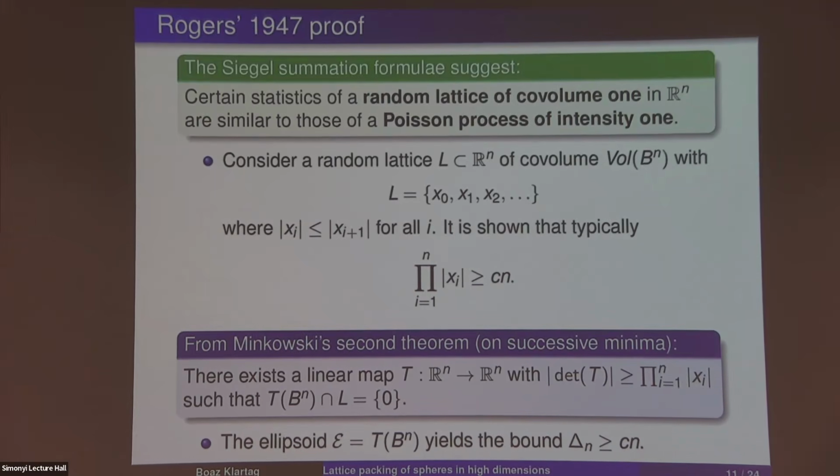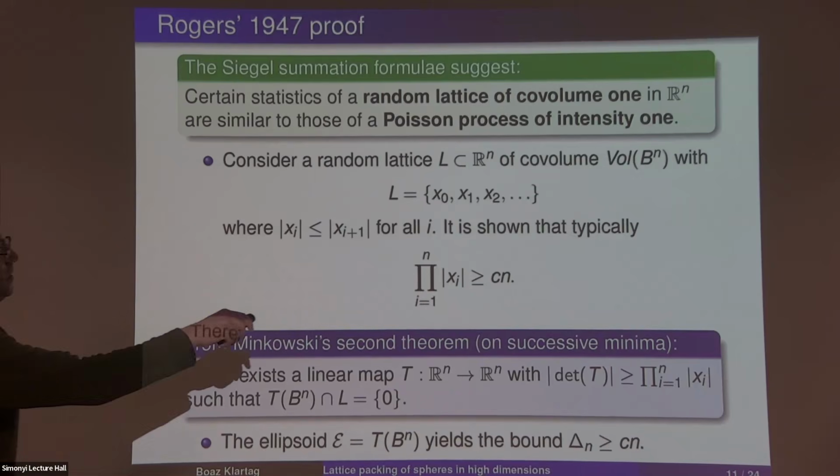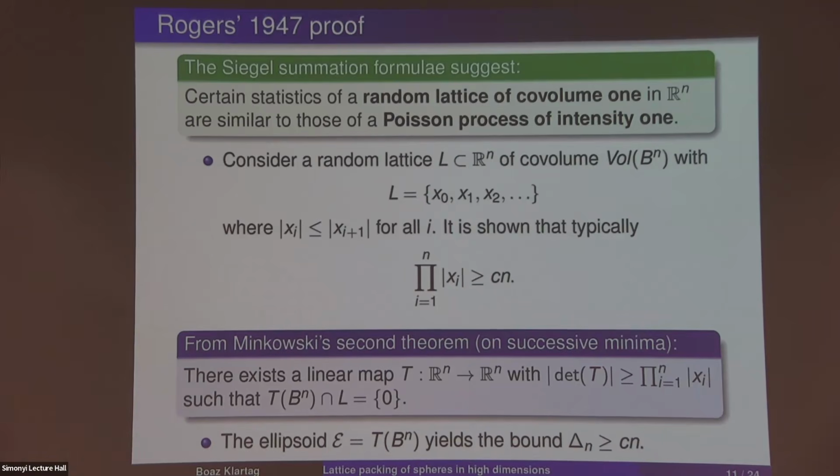So that's the philosophy. Now, for example, let's implement it in the following case. So we have a lattice L of covolume, and now I want to renormalize so that the covolume will be the volume of the unit ball, so that the shortest vector will have length 1 roughly. Let's enumerate the vectors of L according to increasing distance from the origin. So the points are x0, which is 0, then x1, x2, etc. And these points are tending to infinity, and each one is further from the origin than the previous. And let's look at the first n shortest vectors of this random lattice.